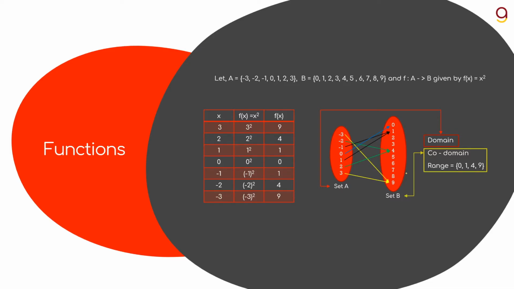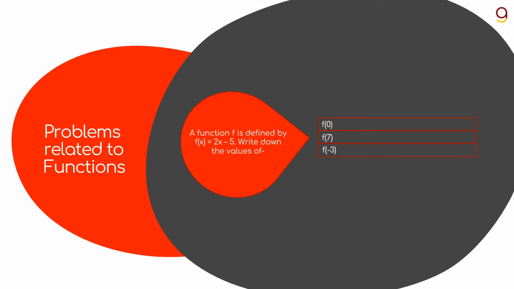Now, let's see our first question. A function f is defined by f(x) is equal to 2x minus 5. Write down the values of f(0), f(7) and f(-3). So let's try solving this.